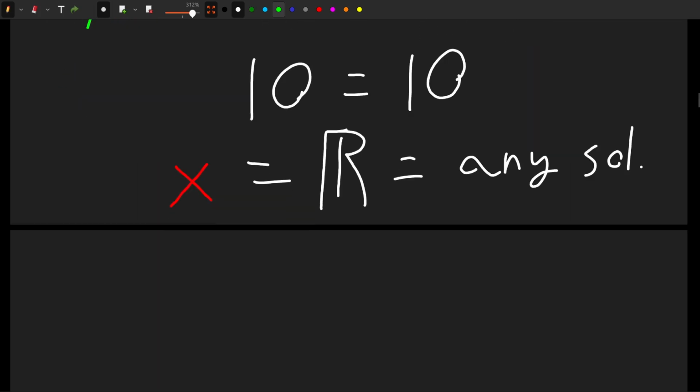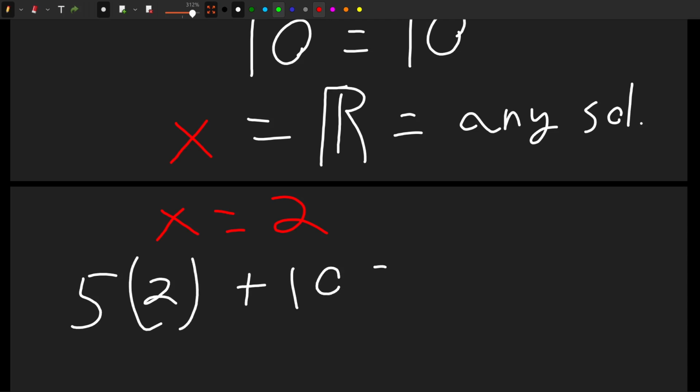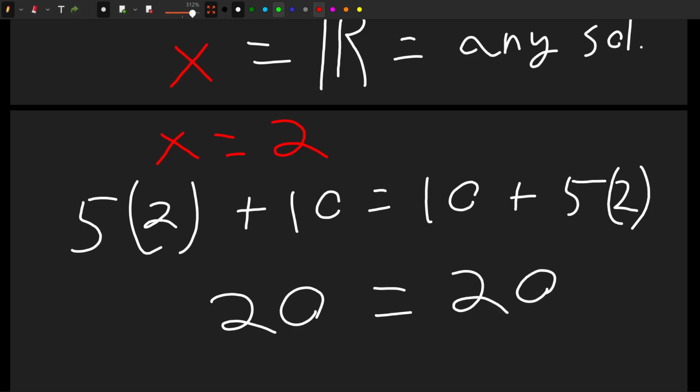So for example, if I let x be equal to 2, let's just say that for an example, then I would get 5 times 2 plus 10 is equal to 10 plus 5 times 2. On the left-hand side, doing this quickly, 5 times 2 is 10, plus 10 is 20. And on the right-hand side, 5 times 2 is 10, 10 plus 10 is 20. And so that means x equals 2 works.